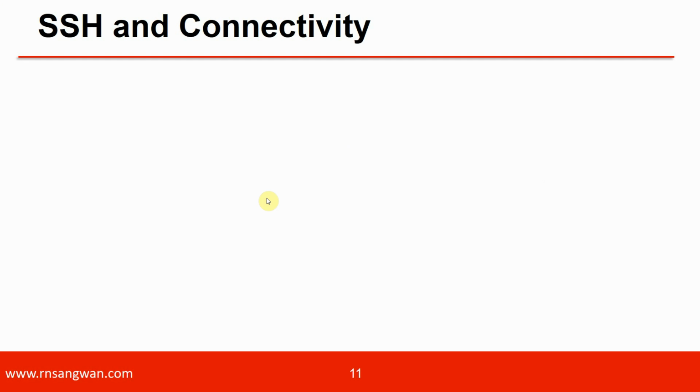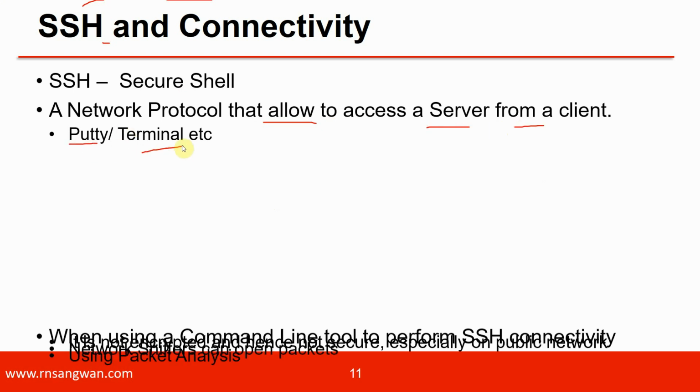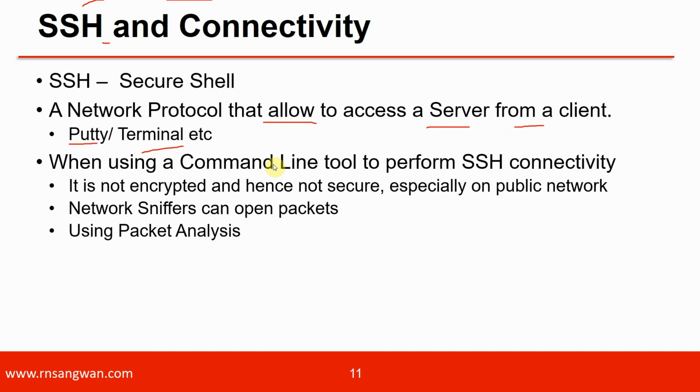Particularly for Ansible, it is much more important. SSH stands for Secure Shell. It's a network protocol that allows access to a server from a client using PuTTY or terminal. When using a command line tool to perform SSH connectivity, it is not encrypted and hence not secure, especially on public networks. Network snipers can open the packets using packet analysis tools like Wireshark and others.